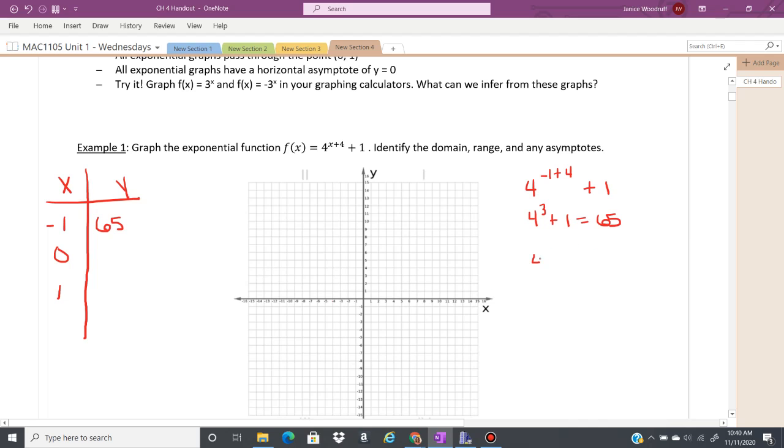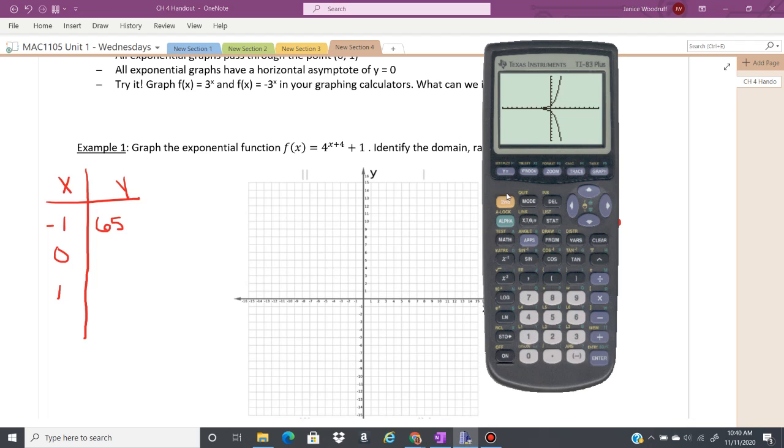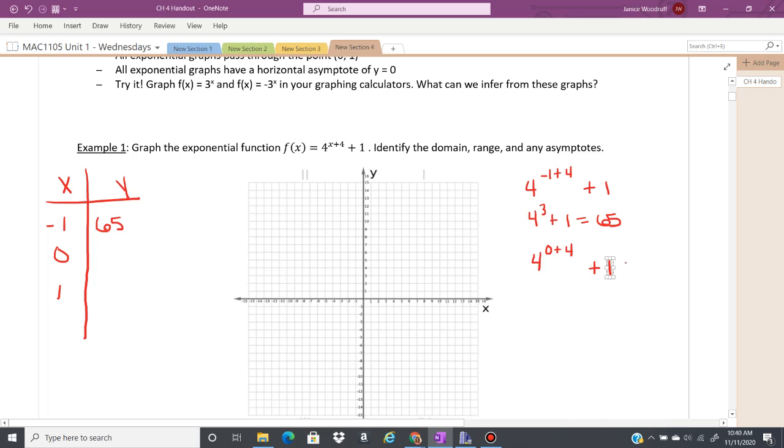Let's see what we got here. For 0, you've got 4 to the 0 plus 4, plus 1. So 4 to the 4th plus 1. Let's see what that's going to be. 4 to the 4th power is 256. Plus 1 is going to give us 257.